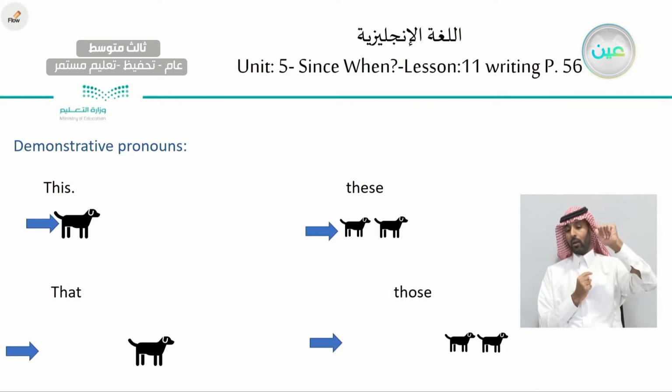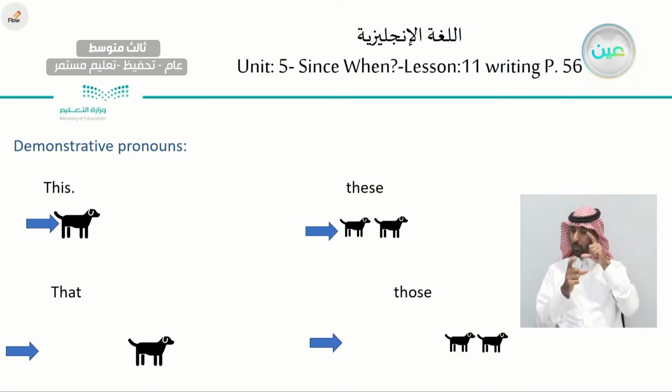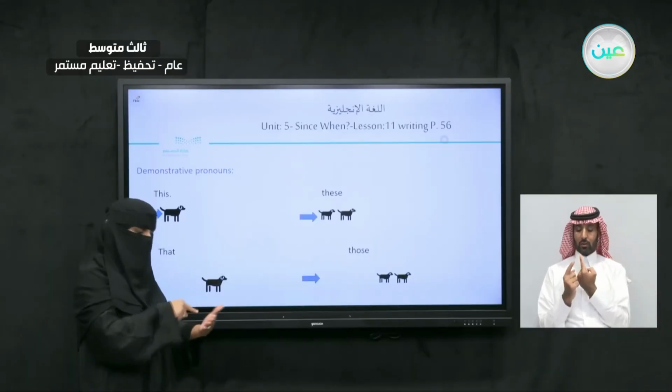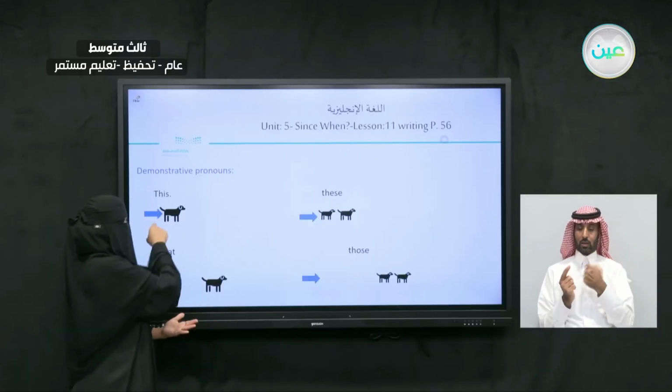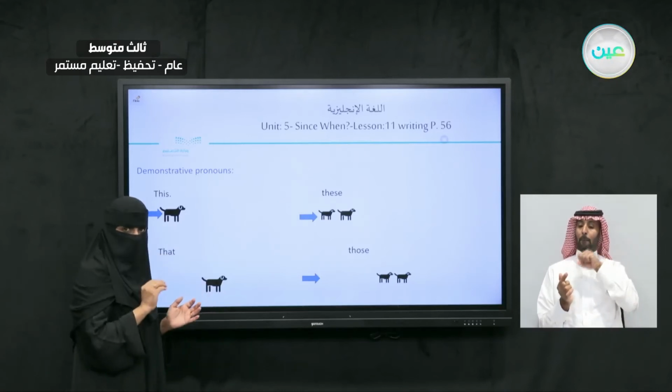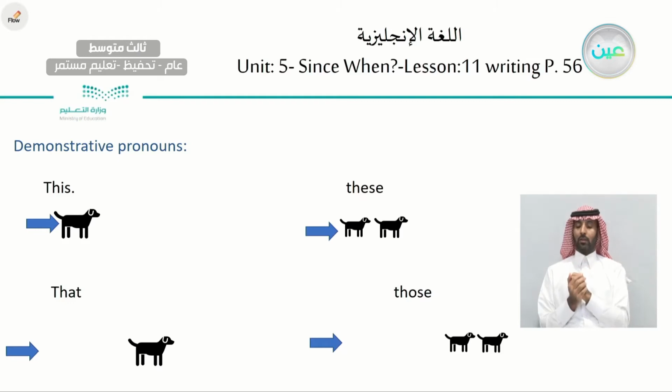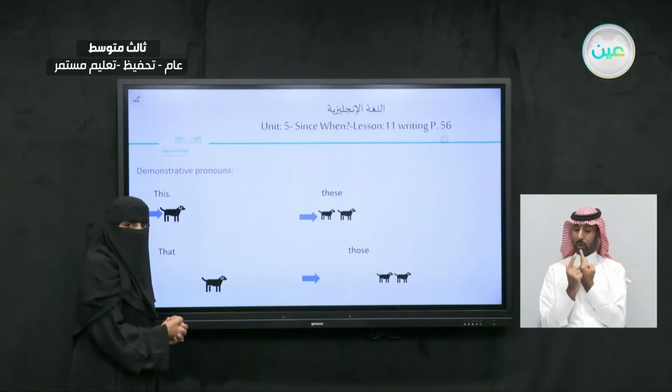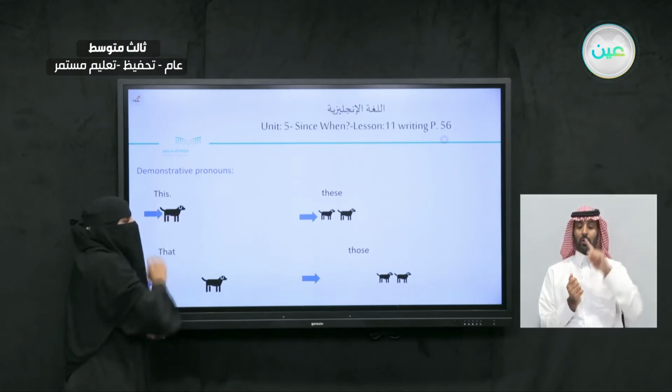If you look at the first one, this, when you point at something, when you say this is, it should be close to you. You say, this is my book. This is my dog. This is a dog, okay? You're talking about singular, only one dog, okay? And it's close. That's why you use this.